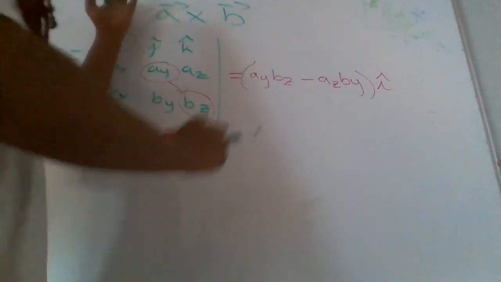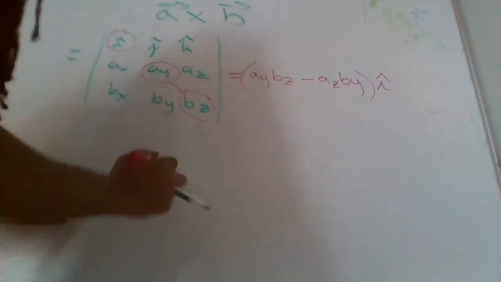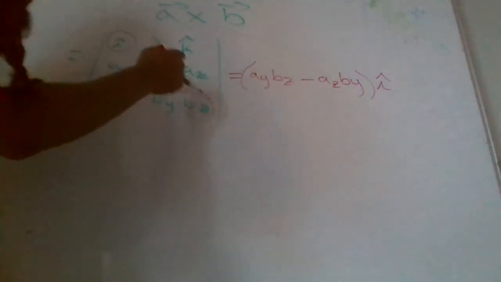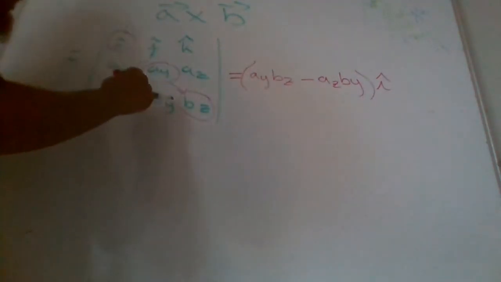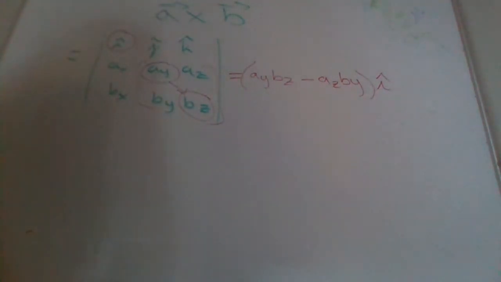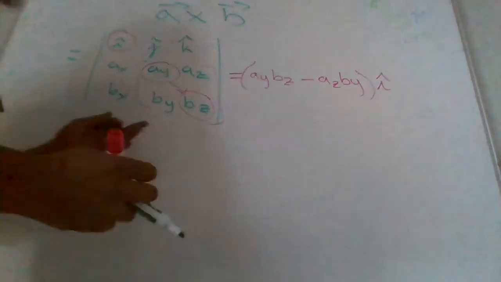Now you see what we did there? We took out this first column and took out this first row and took a 2 by 2 determinant between this submatrix of our larger matrix. Now you remember from the other videos how to take 2 by 2 determinants.